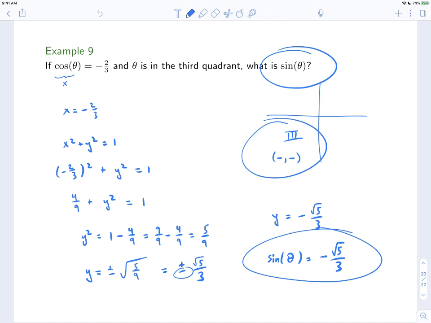Once again, we don't actually know the value of theta, but we don't need to know the value of theta. We're not asked to find the value of theta. We're asked to find the value of sine of theta, and that we were able to do just using the Pythagorean identity. But we also need to know what quadrant we're in. The quadrant that you're in will determine the sign, whether it's positive or negative, when you take the square root.